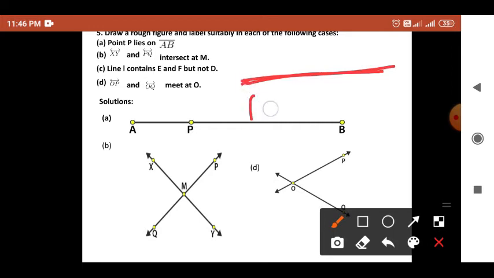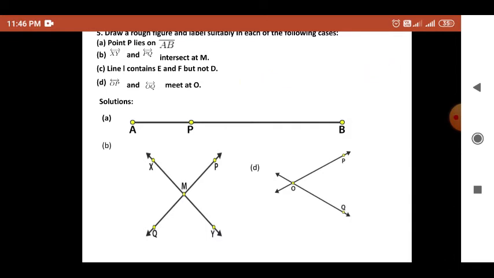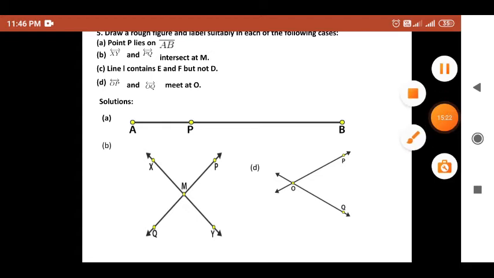Mark it as AB. AB is the line segment. In that, point P should lie. So mark point P. Okay. And XY and PQ intersect each other.